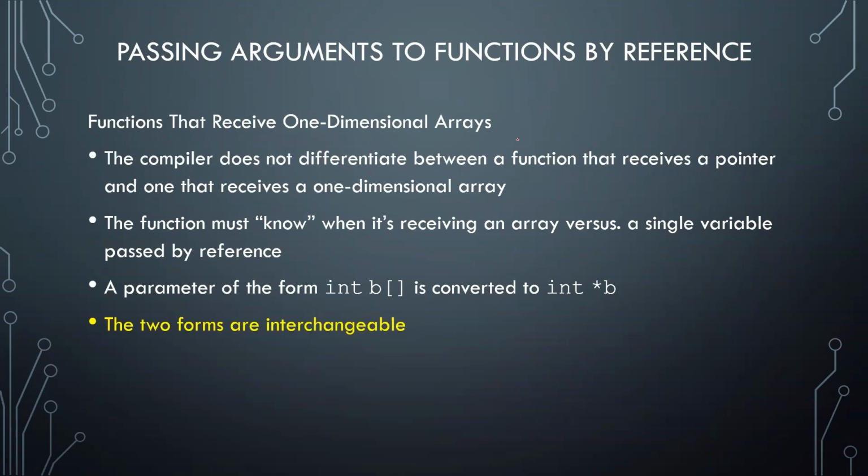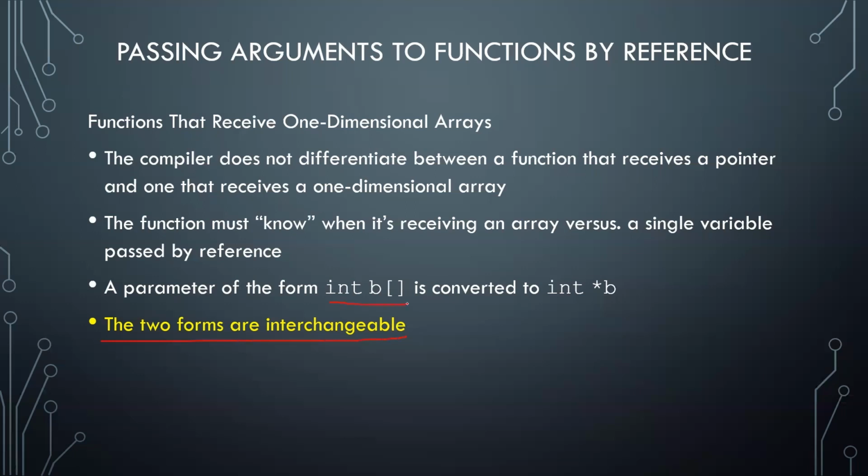So functions that receive one-dimensional arrays, we talked about arrays last time. So the compiler is not going to distinguish between a pointer and a one-dimensional array. Because remember, a one-dimensional array, that array name points to the memory location of the value in index 0. So the function is going to have to know when it's receiving an array versus a single variable. Because remember, they're both passed by reference. So it looks the same from the computer's point of view.